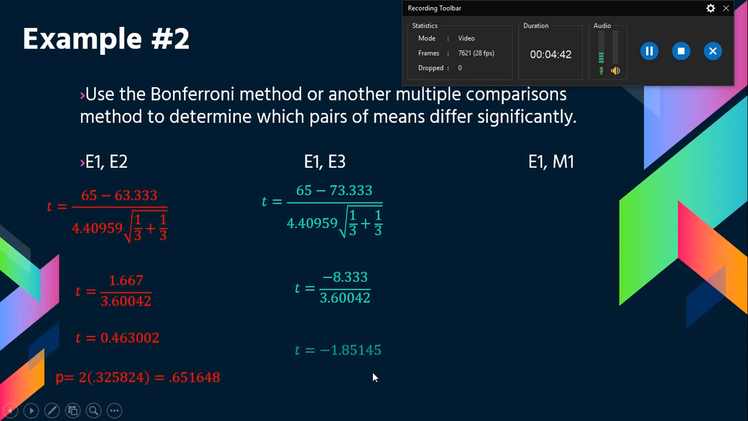Now I have a negative t-statistic. That means I'm in the left-hand side of the distribution. So the p-value that I do get, I'm just going to multiply by 2. And again, this one does not show statistical significance if we use alpha set at 0.05.